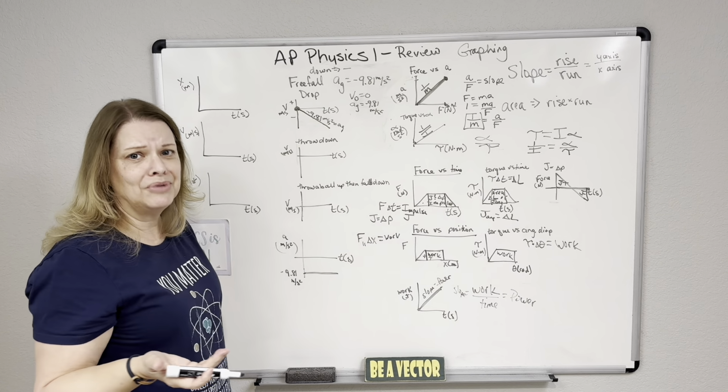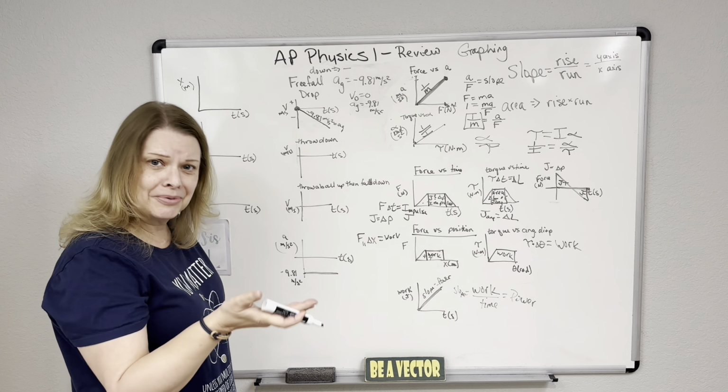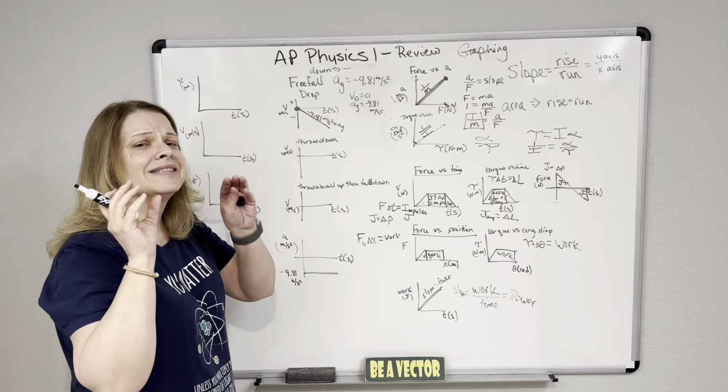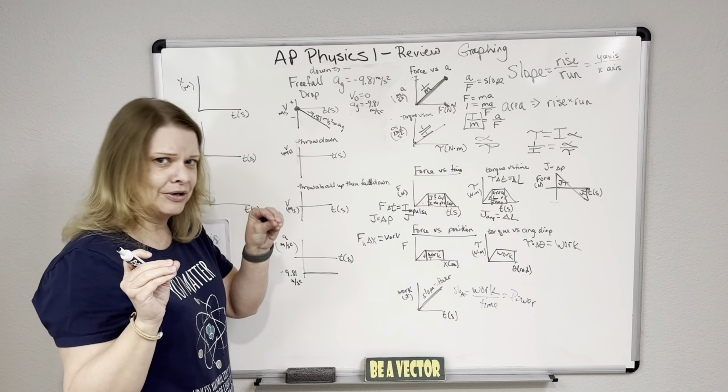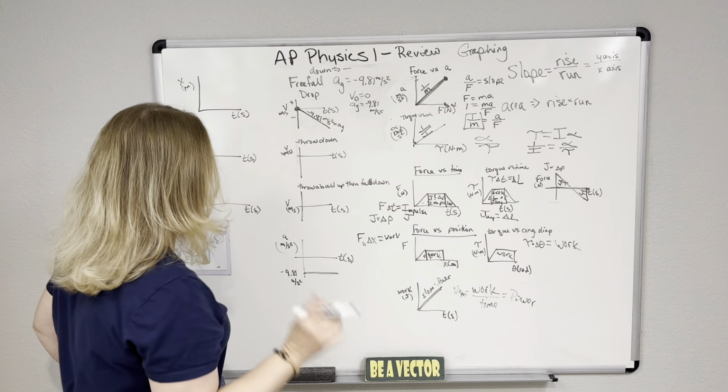So negative 7 meters per second is greater than negative 1 meter per second because you're just looking at 7 meters per second versus 1 meter per second. The negative just means direction, so don't let that confuse you.